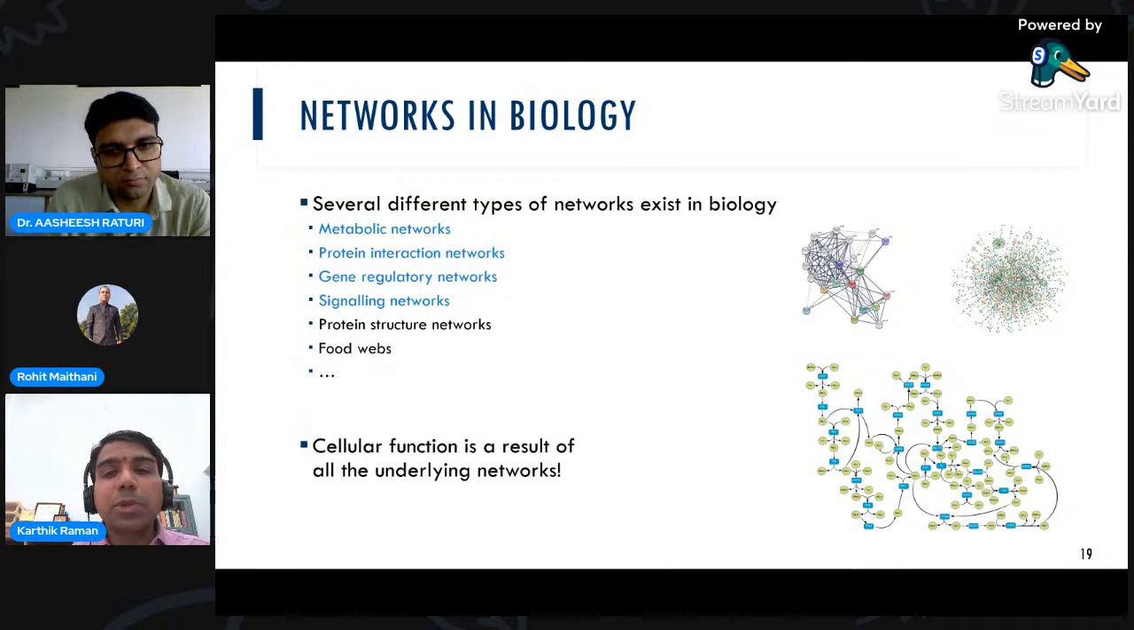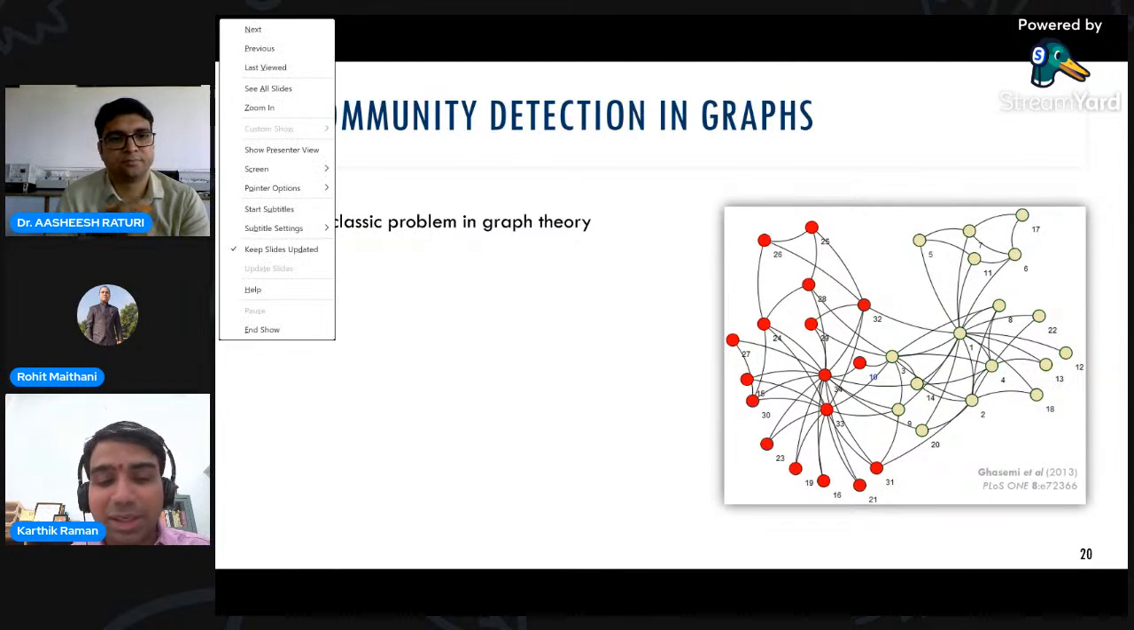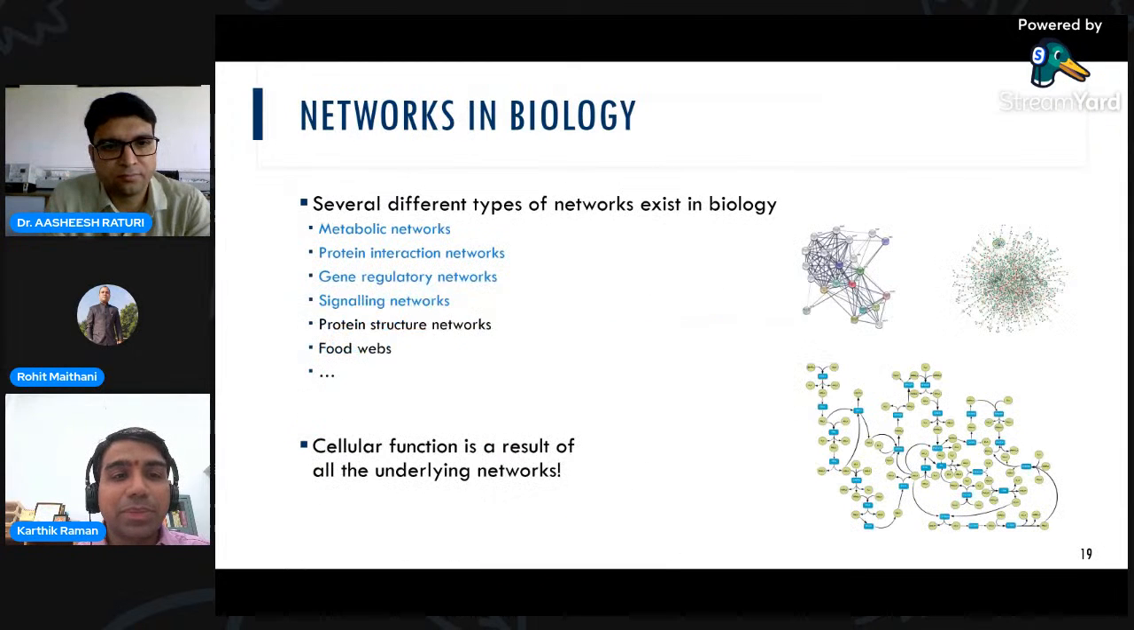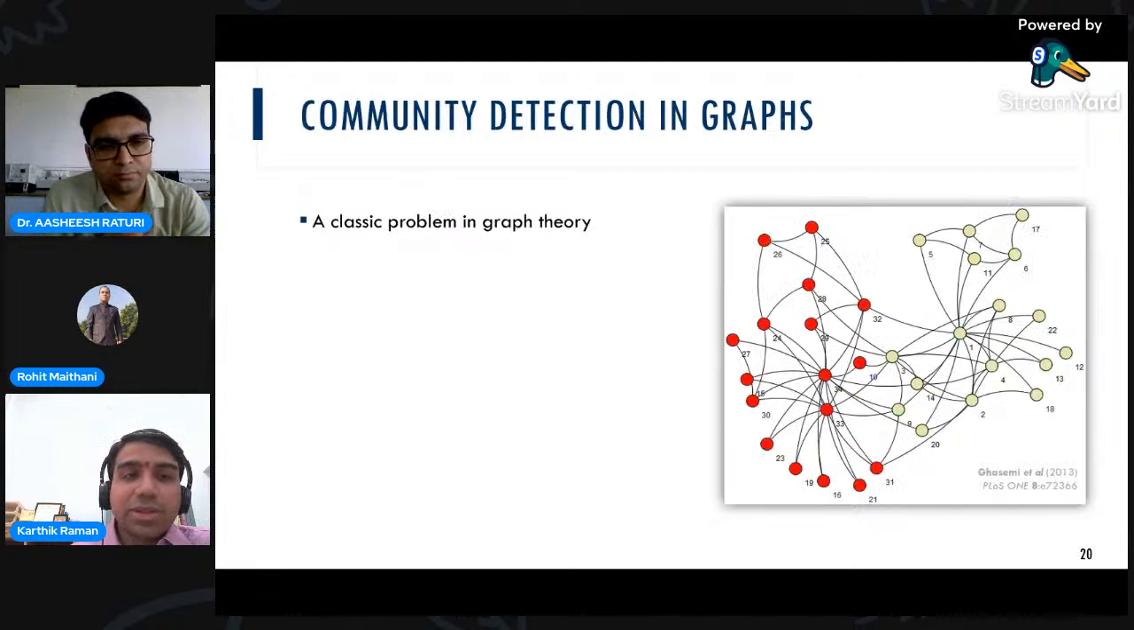There are various kinds of networks in biology. Okay, so this is sort of unraveling the social network underlying a cell. You have all these different molecules which interact with each other in very complex and interesting networks. You have metabolic networks, protein interaction networks, gene regulatory networks, signaling networks, and so on. Okay, I'll not talk about protein structure networks or the food web, but if you look at intracellular networks, there are already so many networks that exist within a single cell. And the cellular function itself is sort of a consequence of all of these very interesting underlying networks.